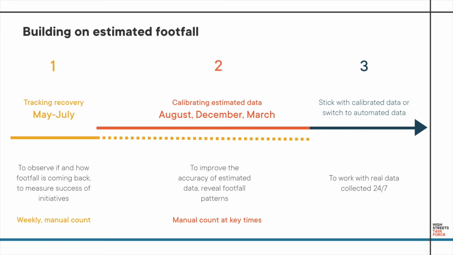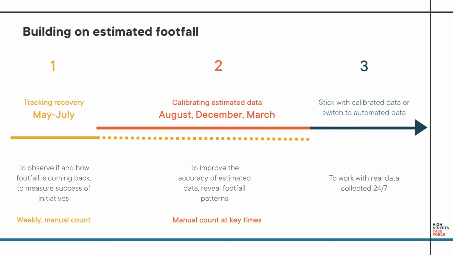So we'll move on now to how you can build on the estimated footfall data that's within your dashboard. There are 3 ways which you can build on the footfall data within your dashboard as we move forwards from COVID-19 restrictions and on into 2022. The first step, in yellow on the screen, is to track your high street's recovery by manually counting footfall from May until July. This data, collected using targeted weekly footfall counts, can be uploaded into your dashboard and plotted to help understand how footfall is changing.